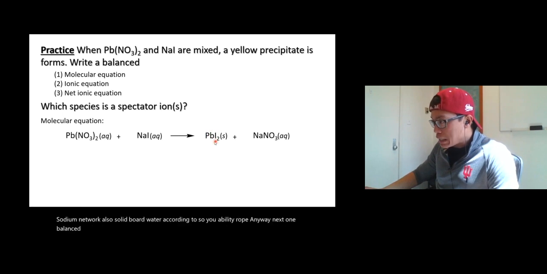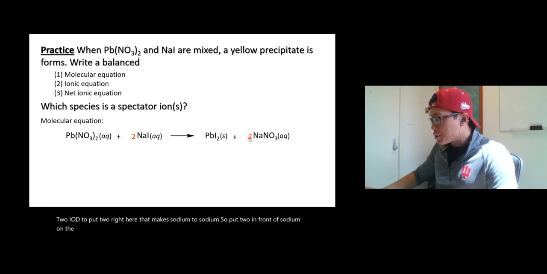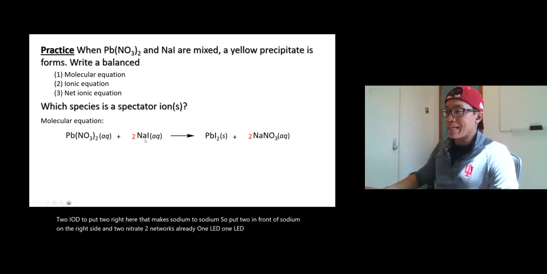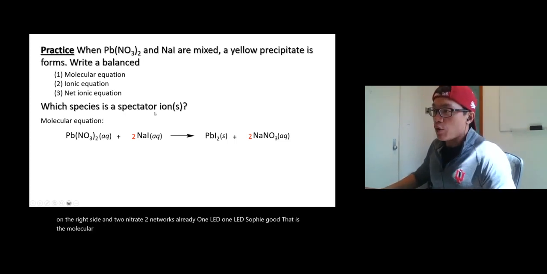So for iodine, put 2 right here. That makes 2 sodium, so put 2 in front of sodium on the right side. And 2 nitrate already, one lead. So we're good. That is the molecular equation. Now let's go on to the ionic equation.